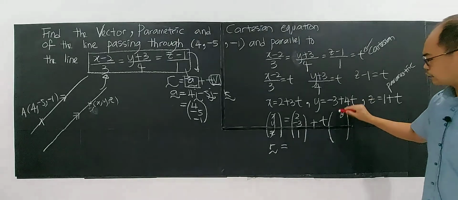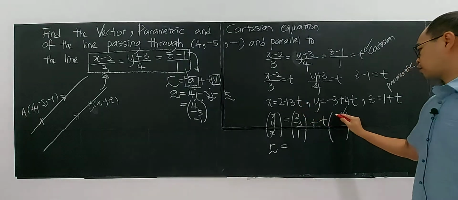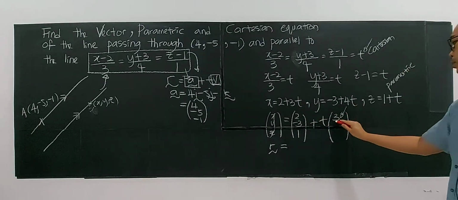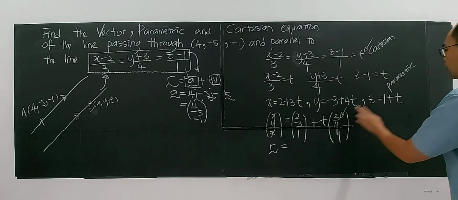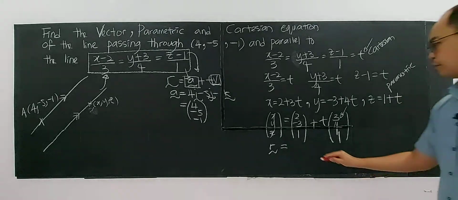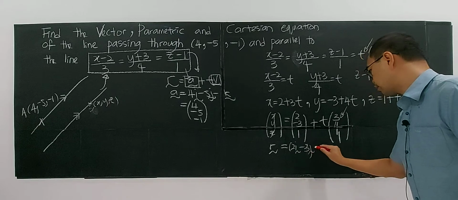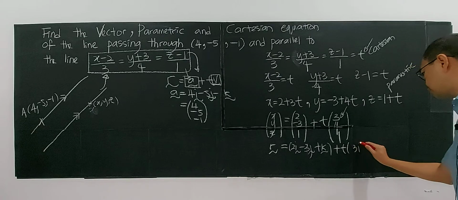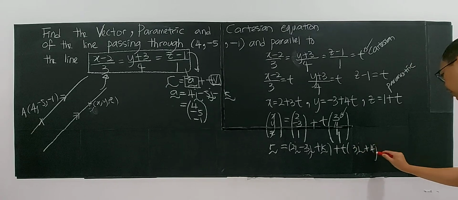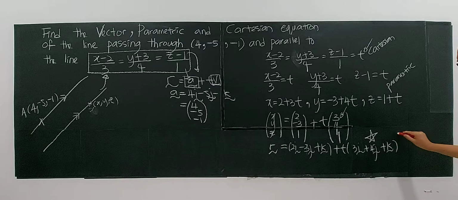This is the direction of the line, all right? The coefficient with the t: the x component, the y component, and the z component, 3, 4, 1 multiplied by t. So if I rewrite it back, this will be 2i minus 3j plus k plus t(3i plus 4j plus k).